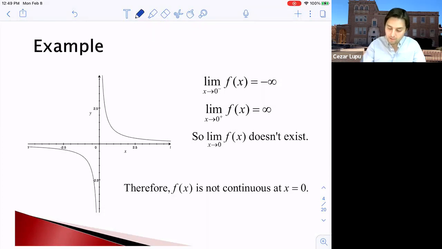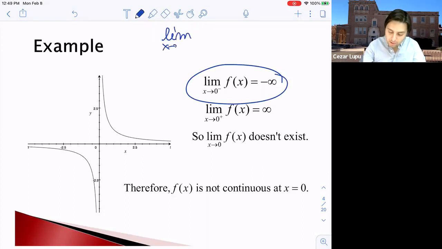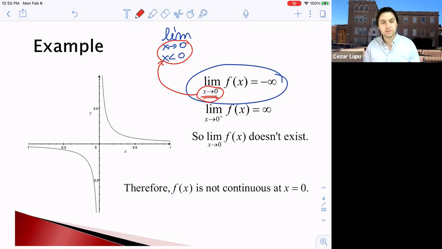Keep in mind that when I say x approaches 0 from the left, I mean that x approaches 0 for values which are less than 0. So for x less than 0. That's what we mean by 0 minus. And as you can see from the graph, the limit as x approaches 0 from the left, so 0 minus, of f is negative infinity.